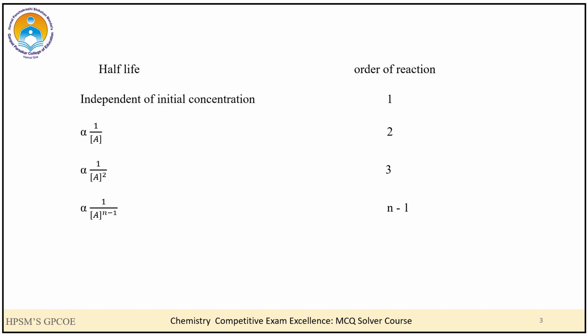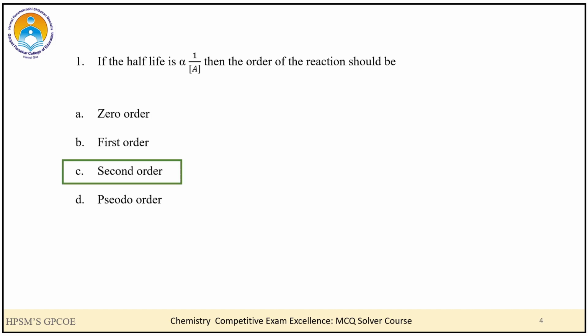To solve this problem, one should know the dependence of half-life on the initial concentration. As you can see here, it is independent for the first order reaction. In case of second order reaction, the half-life is directly proportional to 1 upon the concentration of the reactant. For the third order reaction, you see that the half-life is proportional to 1 upon square root of the concentration term. And hence, option number C, that is the second order, is the correct option.